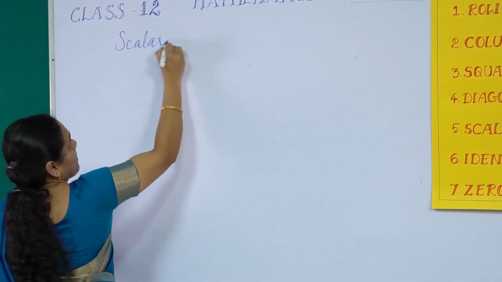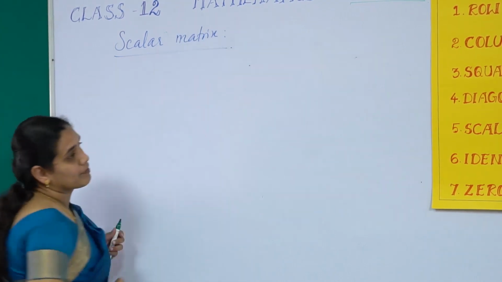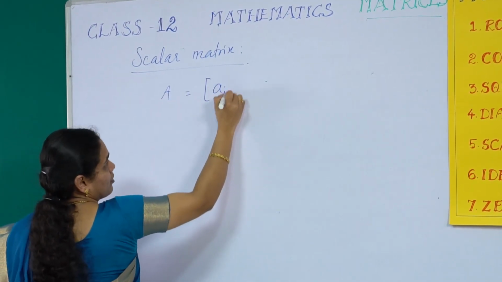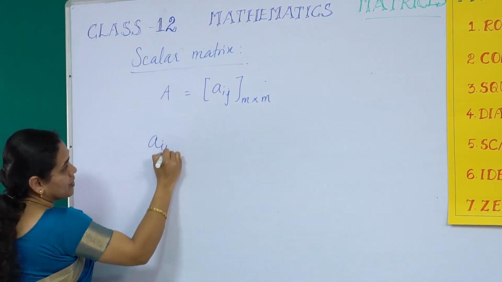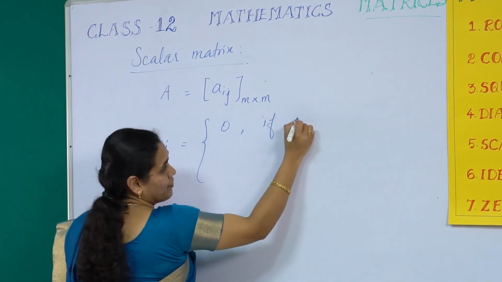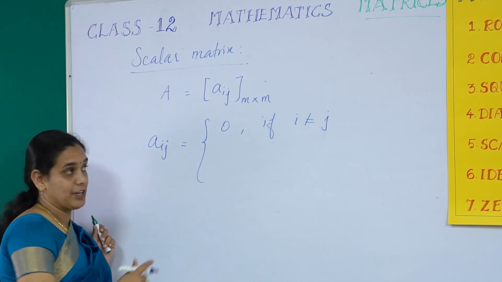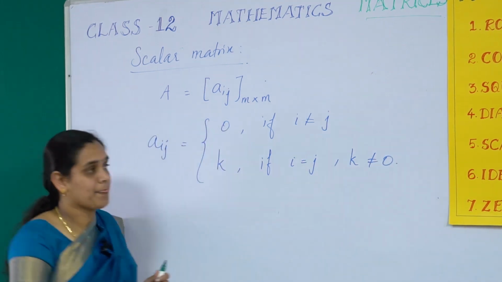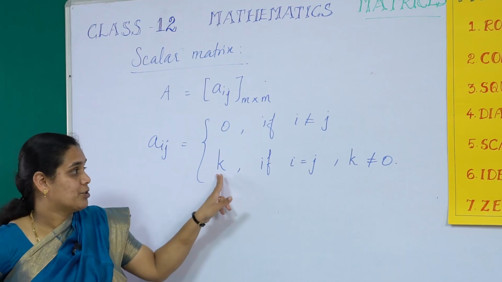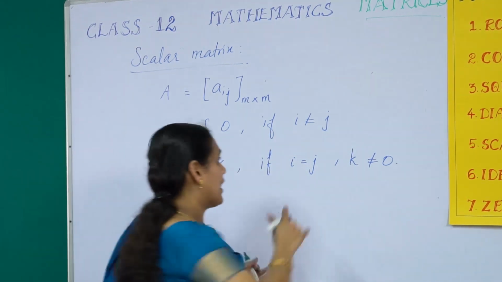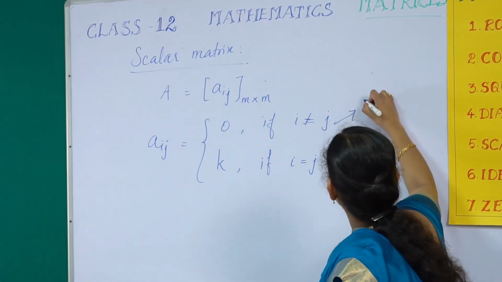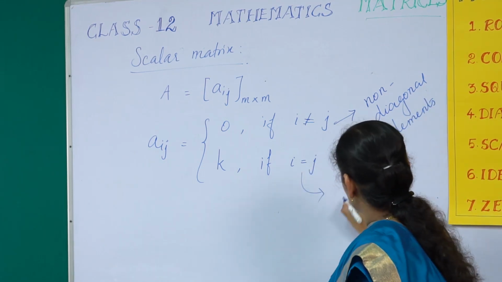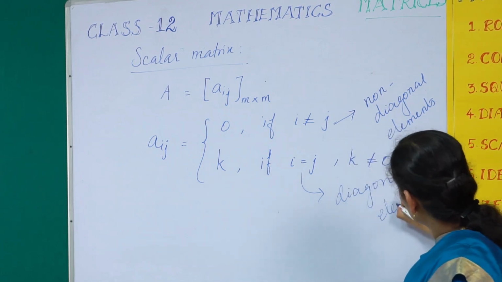Scalar matrix. A scalar matrix is also a square matrix Aij of order m cross n, in which this Aij takes the value 0 if i is not equal to j, and k if i is equal to j, provided this k is not equal to 0. This k should not be a 0 number. It should be some scalar, any quantity. And what do we mean by i not equal to j? It is the non-diagonal elements. And what is i equal to j? This represents the diagonal elements.